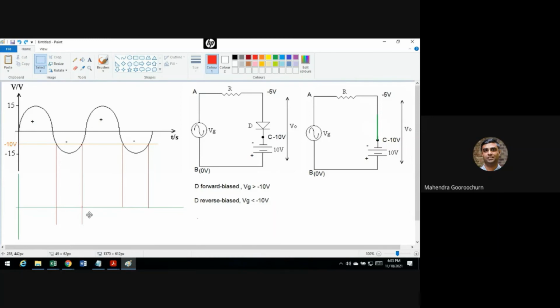I hope you're sketching at the same time in your copybook. So what are we saying here? If your diode is forward biased, it's because it is above minus 10 volts. In that segment, you will be measuring minus 10 volts. It's not zero, because if V0 was measured only across the diode, you would get zero. But you're measuring it across the whole thing, including the battery, as you can see here. So it's important to know where you are measuring V0. In this whole region, you're simply measuring minus 10.